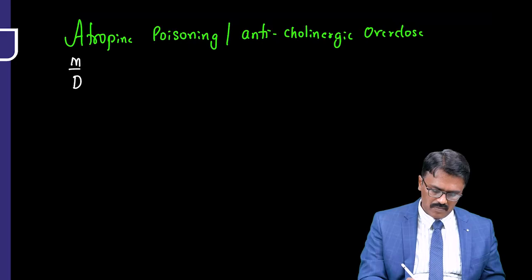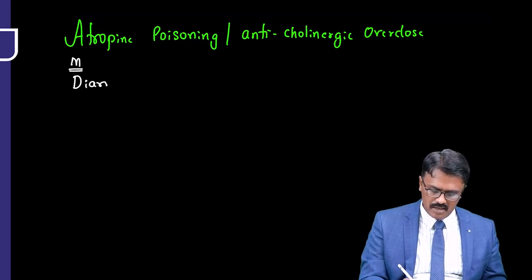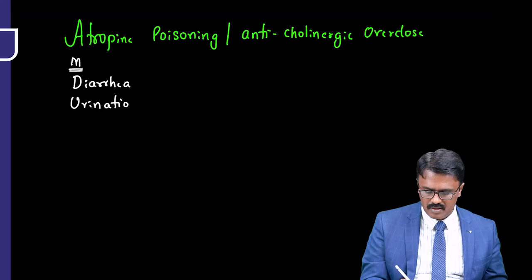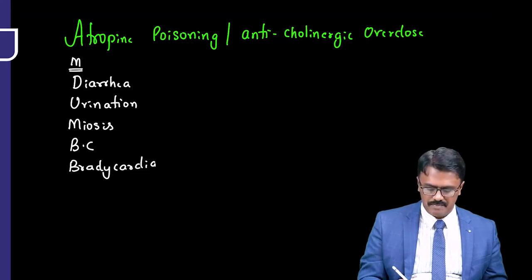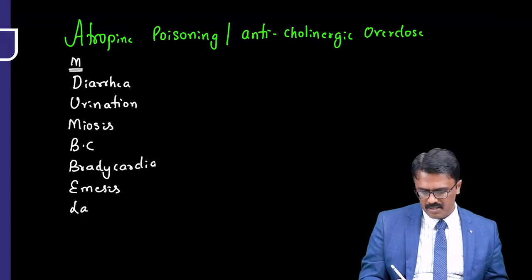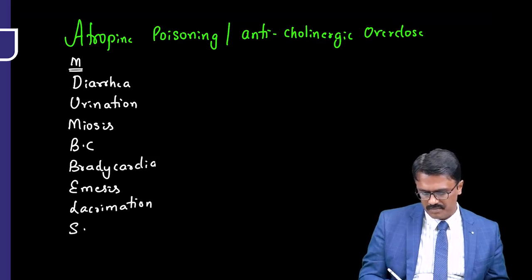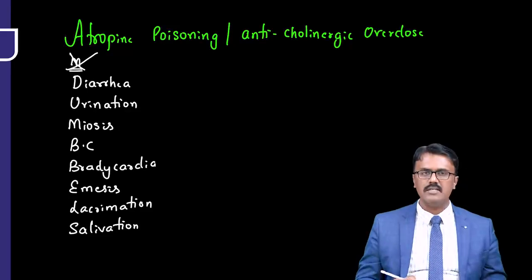So when you stimulate M, we see the dumbbells: diarrhea, then urination, then meiosis, yes, bronchoconstriction, bradycardia, yes, then what? Emesis, lacrimation, and salivation. So this is what we see when the muscarinic receptor is stimulated. Now when we give atropine, the opposite action is done.